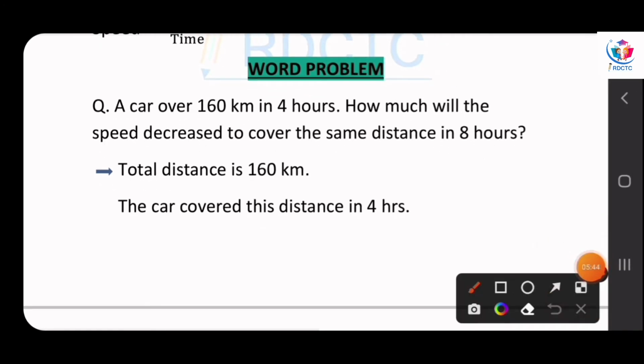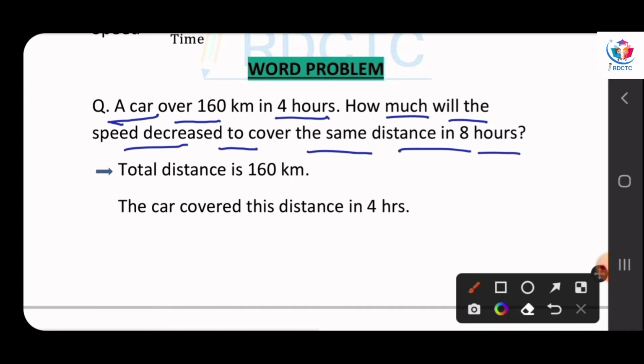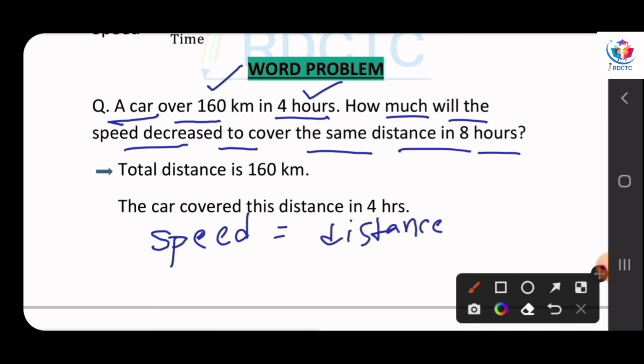Our first question is, a car covers 160 km in 4 hours. How much will the speed decrease to cover the same distance in 8 hours? Here the distance is mentioned as well as the time. Now we can easily find out the speed of the car. The speed of the car is distance by time.